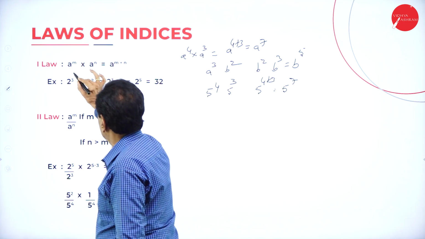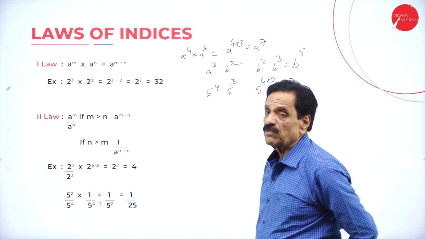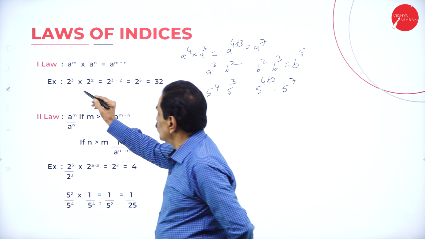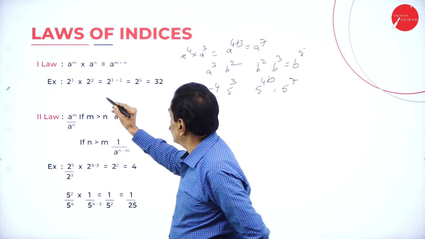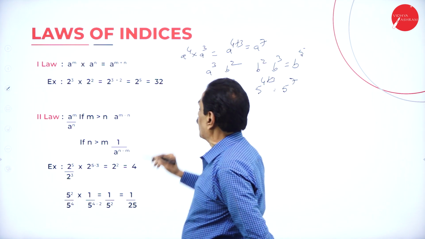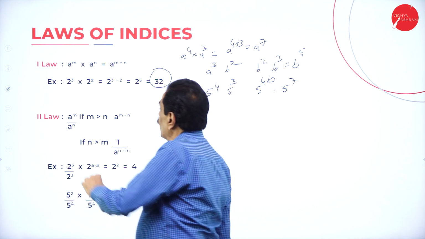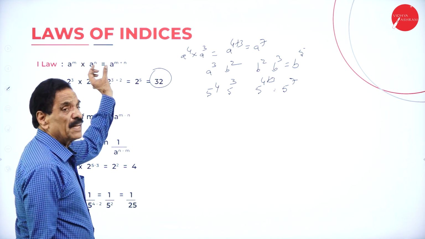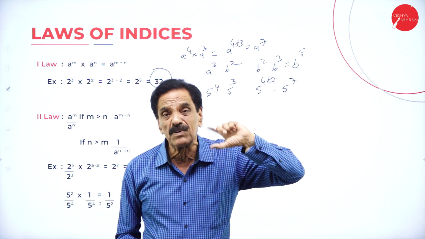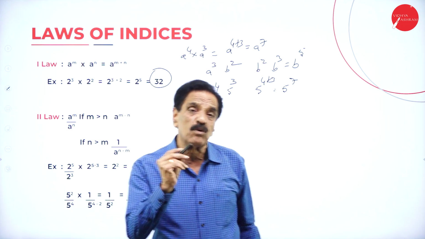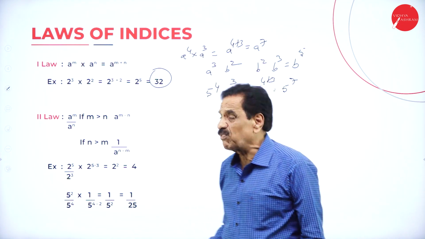Here what's the base? a is the base, a to the power of m, a to the power of n, a to the power of m plus n. If we take 2 to the power of 3, 2 to the power of 2, here 2 is the common base, 2 to the power of 3 plus 2, 2 to the power of 5, that is 32. So when you have a common base, the index number can be added, the exponent can be added, is a law. This is the first law.